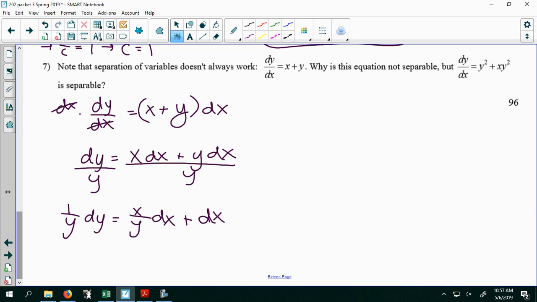I still have y's and x's on the right. Can I get the y out of there? Can't do it. I would have to multiply both sides by y, but then that's going to introduce a y into this term, right? So I can't get rid of it. This is not separable. I can't put all the x's on one side and the y's on the other.